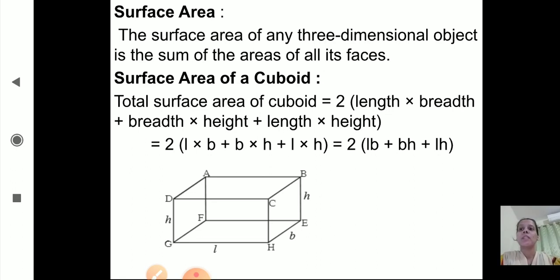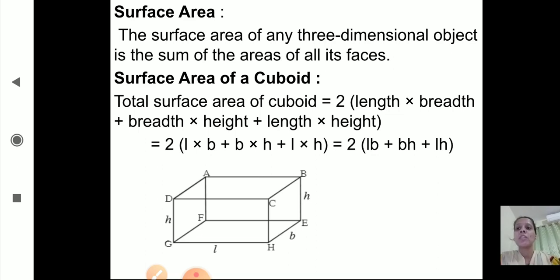Surface area. The surface area of any three-dimensional object is the sum of the areas of all its faces, all its sides. Okay, the surface area of any three-dimensional object is the sum of the areas of all its faces.